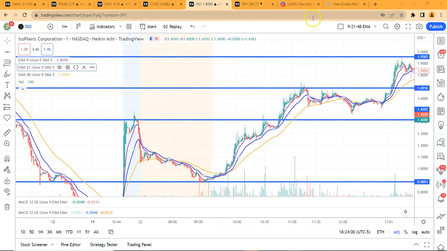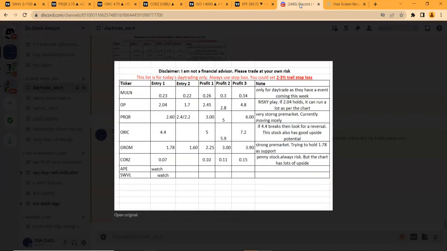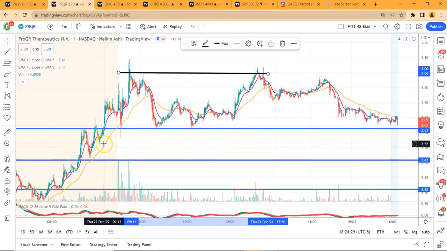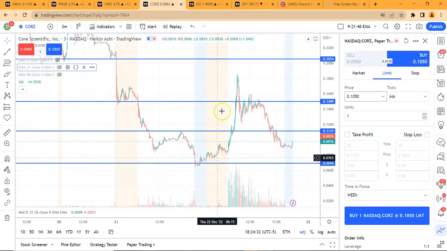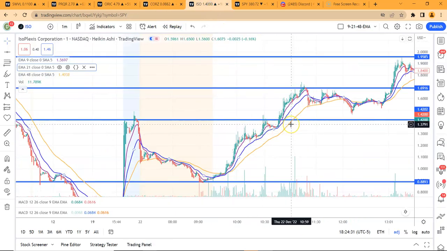First of all, I want to give some examples from the trading ideas I post pre-market. The ones I normally target have lots of volume and are very volatile, so they're good for day trading. If I come up with 5 or 6 ticker symbols, maybe 3 or 4 will move, and not all of them. As an example, today I have a few tickers, 4, 5, 6, but you can see that a few moved: PRQR, ORIC, CORJ, ISO. They moved more than 100%.